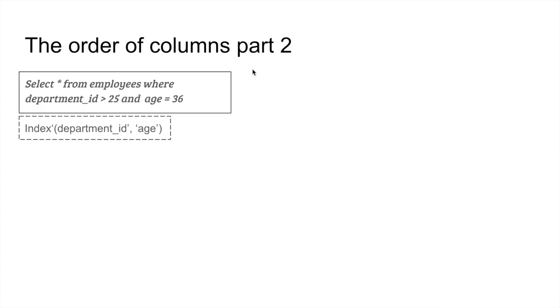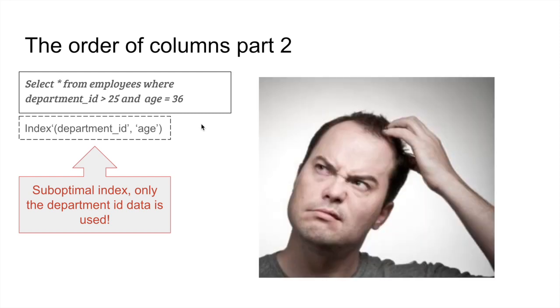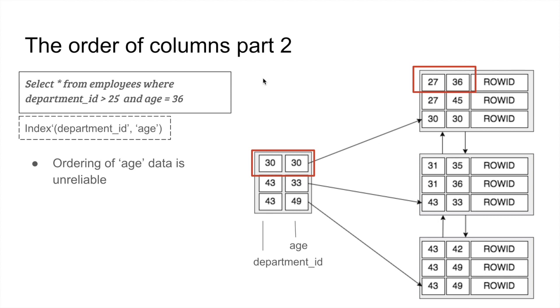The next thing you wouldn't expect of an index also has to do with the order of columns. Imagine you have the following query. Select everything from employees where department ID is greater than 25 and the age is 36. The only available index is one on the department ID column and on the age column. Boom! Suboptimal index. Only the department ID data is used. Huh? Once again, the ordering of the age data is unreliable.